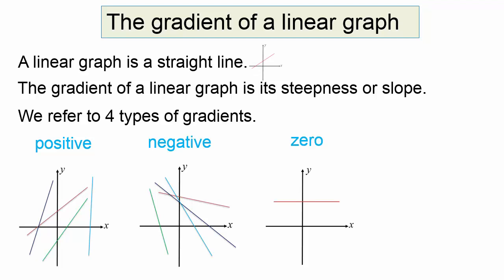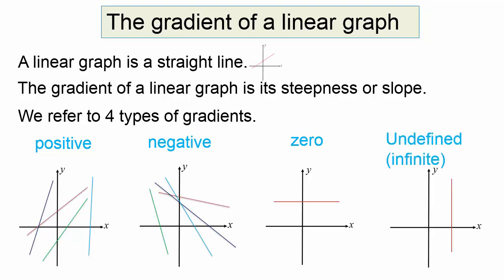A horizontal line in any position on the Cartesian plane has zero gradient, as you can see. And the fourth type, if we have a vertical line anywhere in the Cartesian plane, there is an undefined gradient. In fact, it is infinite.